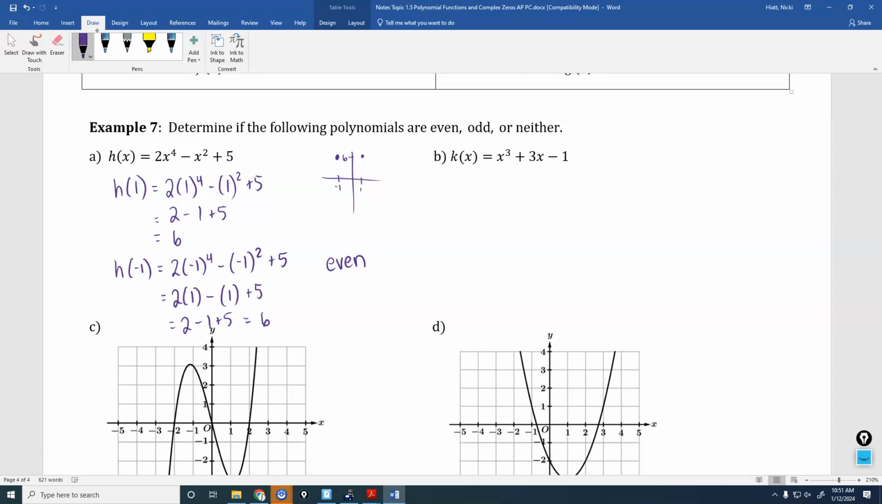Okay, you could do this with any number. It doesn't have to be 1 and -1. You could do 2 and -2. You could do 7 and -7. If 1 doesn't give you 0, 1's going to be your easier number to deal with.